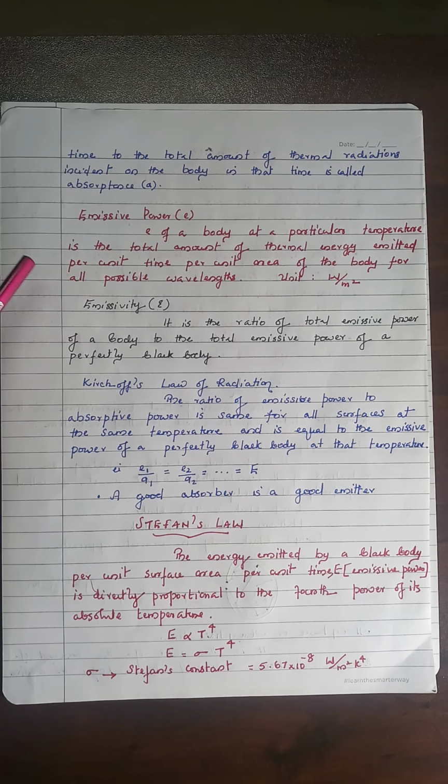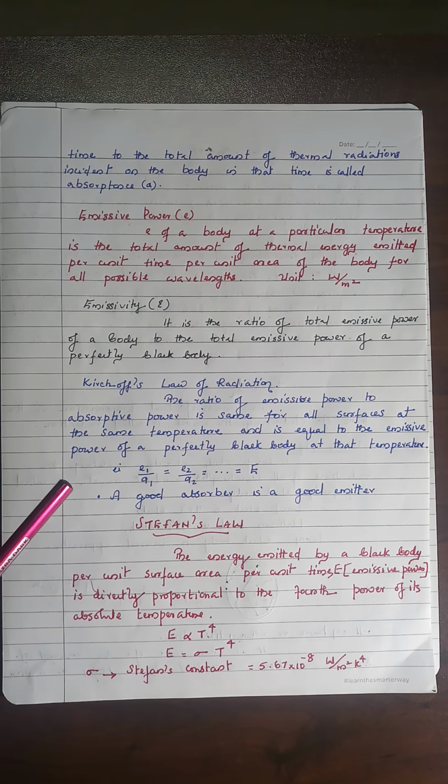But emissive power E of a body at a particular temperature is the total amount of thermal energy emitted per unit time, per unit area of the body for all possible wavelengths. So you must know the difference between E and A. And another concept, the emissivity, an entirely different concept. It is the ratio of the total emissive power of a body to the total emissive power of a perfectly black body. We must know, from the examination point of view, the coming two laws are very, very important.